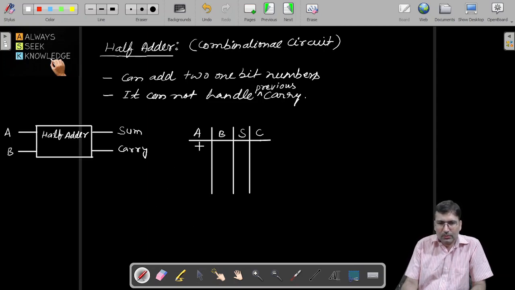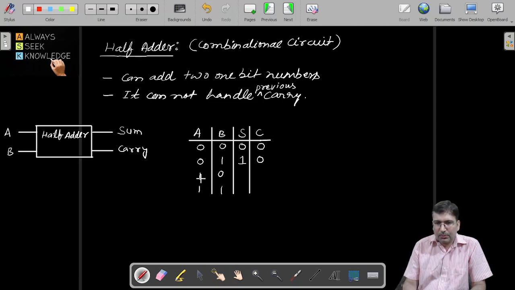So two inputs can have four combinations: 0 0, 0 1, 1 0, 1 1. These are the four possible combinations, and we are aware that when we add 0 and 0, there are two bits and both are 0, the sum will be 0, and there will not be any carry out, right? But in case we have 0 1, the sum of 0 and 1 will be 1, and there will not be any carry, so carry will be 0.